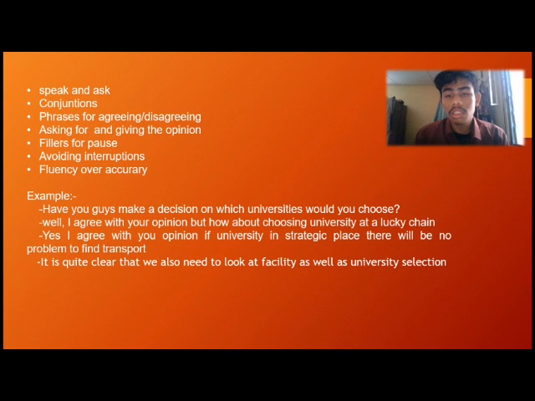Next, yes, I agree with your opinion. If the university is in a strategic place, there will be no problem to find transport. And the last one is, it is quite clear that we also need to look at facility as well as university selection.